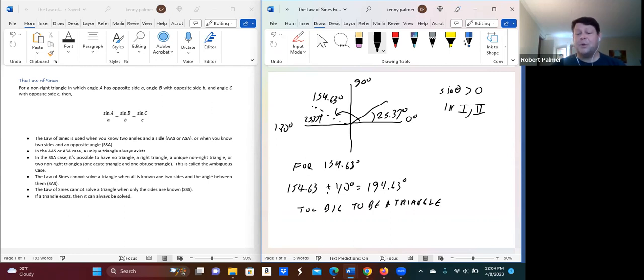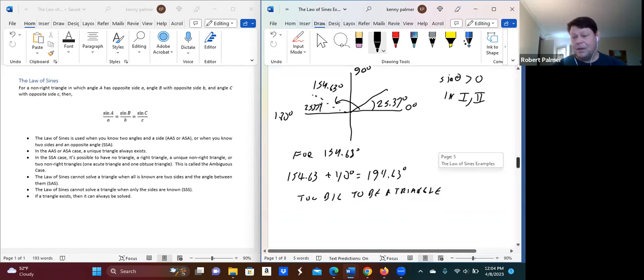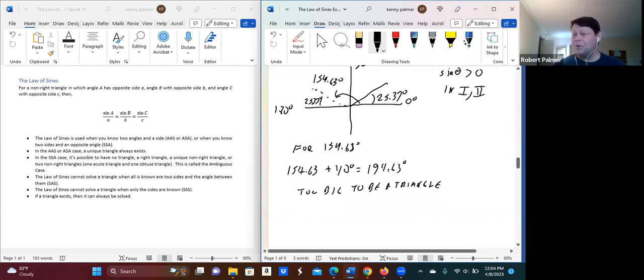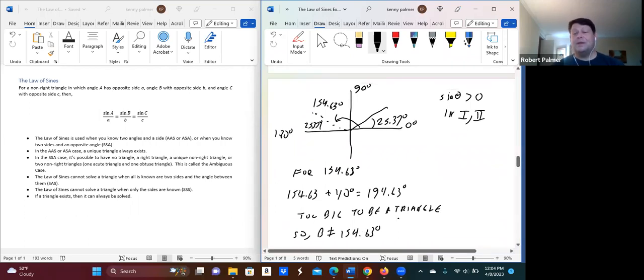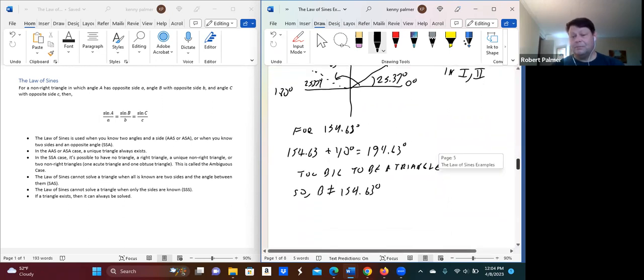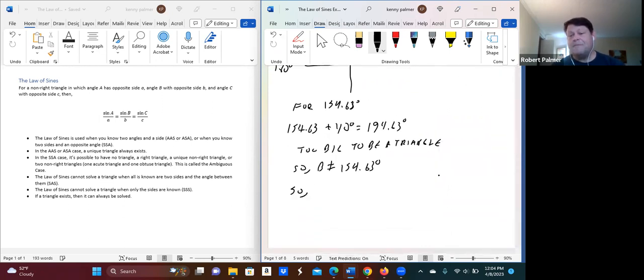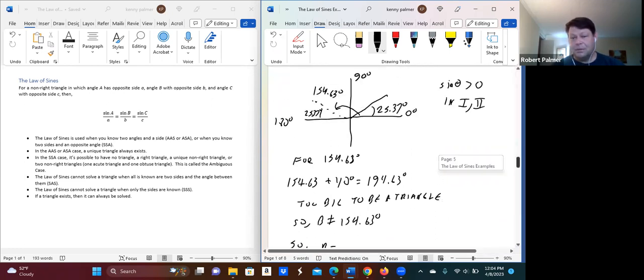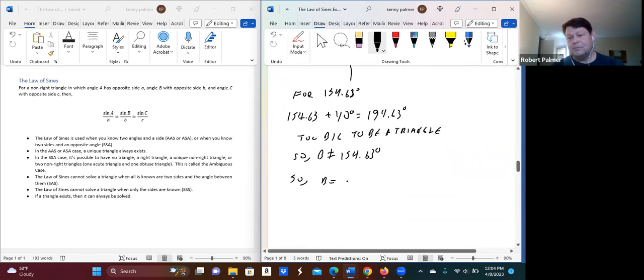Remember, all the angles of a triangle have to add up to 180 degrees. And here we're saying just two angles add up to 194 degrees. That's too big to be a triangle. So in this case, B is not going to be 154.63 degrees. We can eliminate that one because that angle would make it something that could not be a triangle. So what we have found then is B is the other angle, the acute angle, 25.37 degrees.